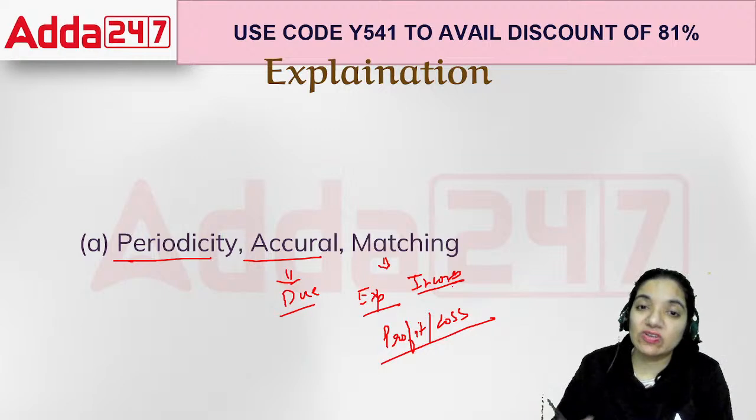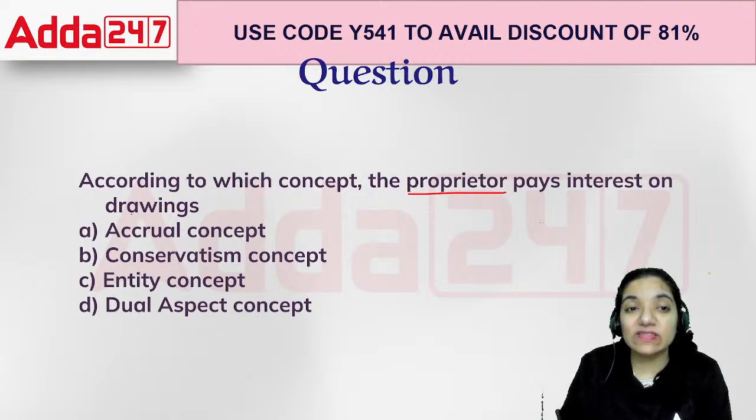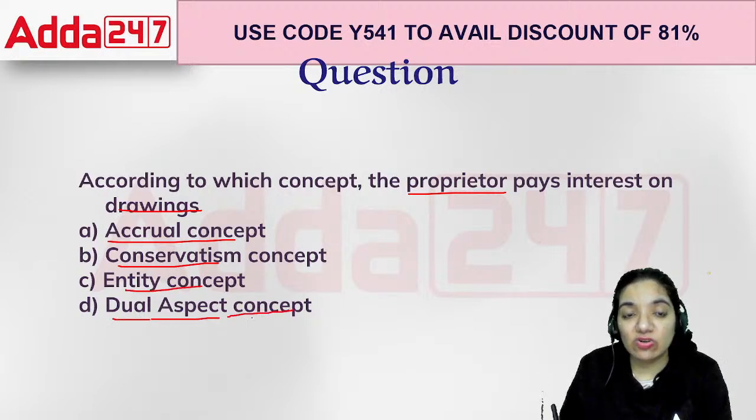That is the matching concept. Moving on to the next point, it says: according to which concept does the proprietor pay interest on drawings? Accrual concept, conservatism concept, entity concept, or dual aspect concept.